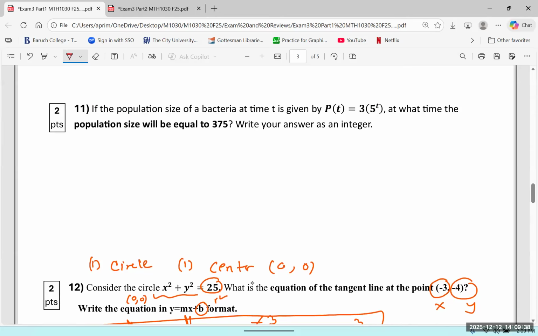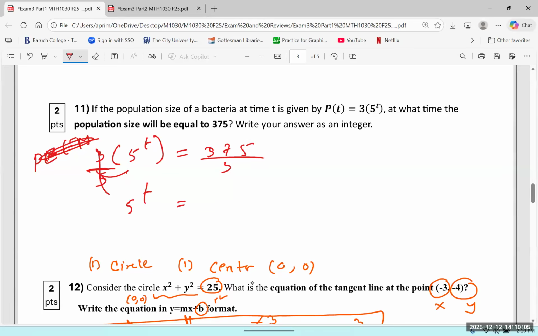11. So we have 3 times 5 to the T equals 375. Do not multiply because PEMDAS forbids us to use multiplication before parentheses and exponent. So first step is not multiplication. First step is get rid of the 3. So you divide by your coefficients. So you have 5 to the power T, and this is 125.